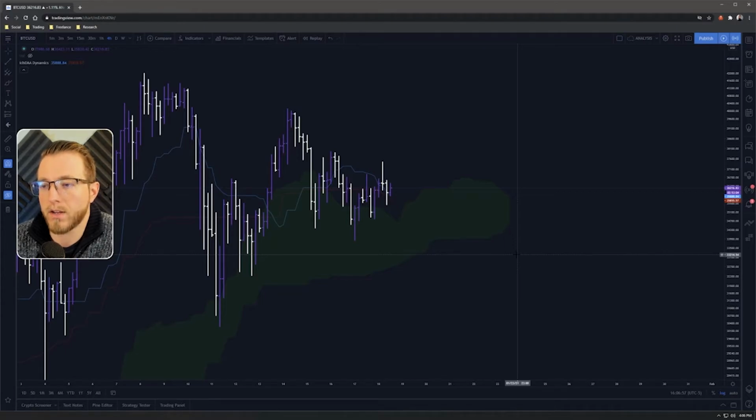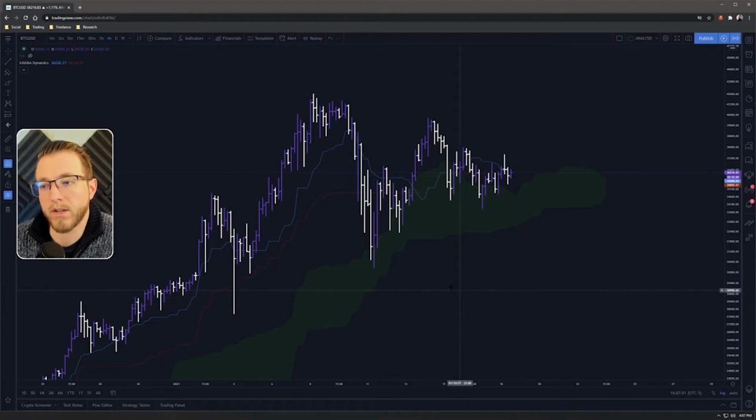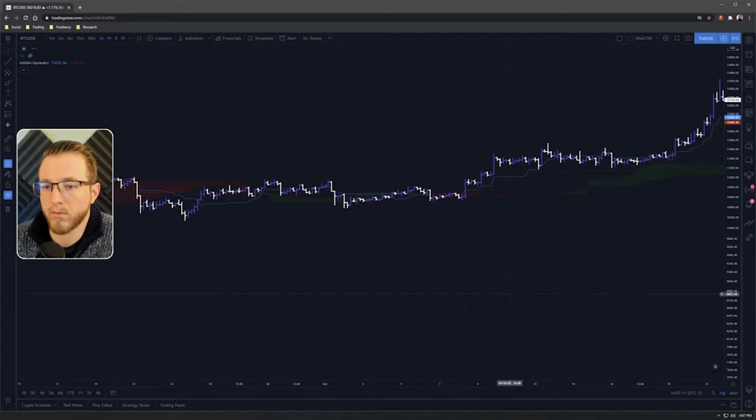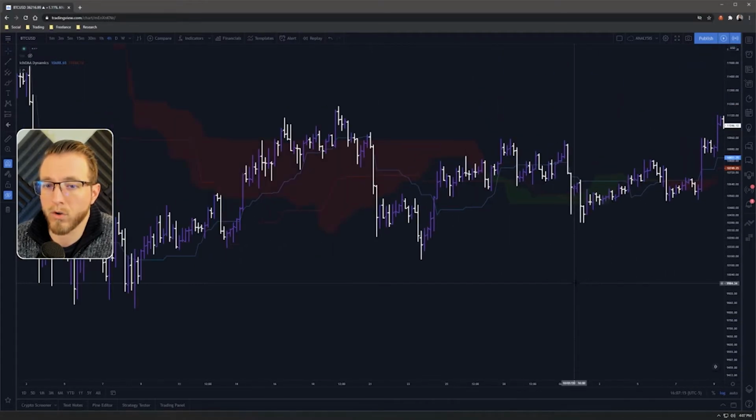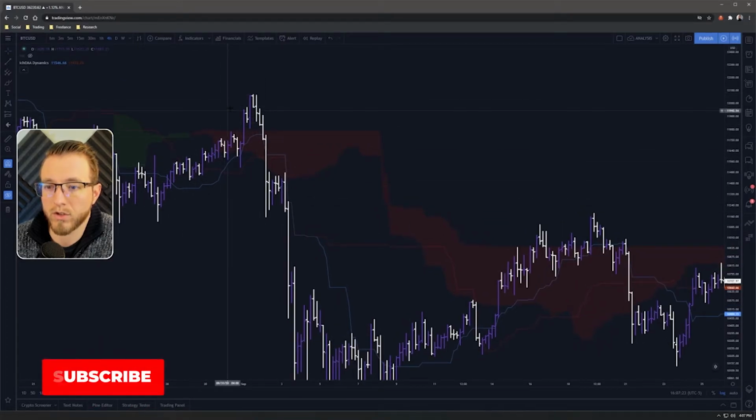Now, why is that useful? That is useful because Ichimoku basically says that if the cloud is green in front of the price action, then you should only be looking for longs. If the cloud is red in front of the price action, wow, which it hasn't been for a very long time, then you should only be looking for shorts. Okay. So the cloud turned red here. Okay. So this would have been time to be starting to enter into shorts.